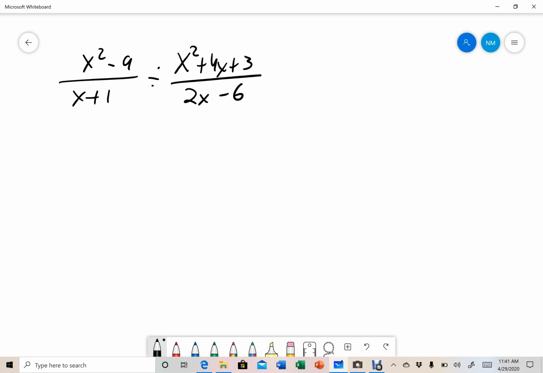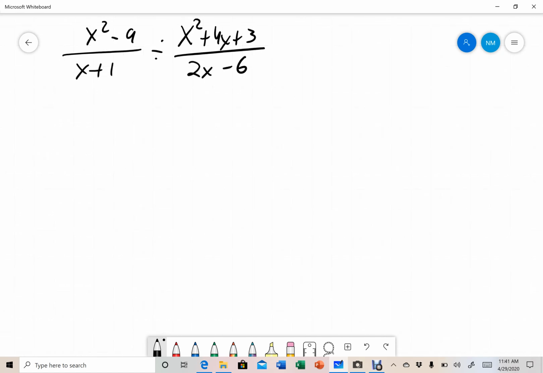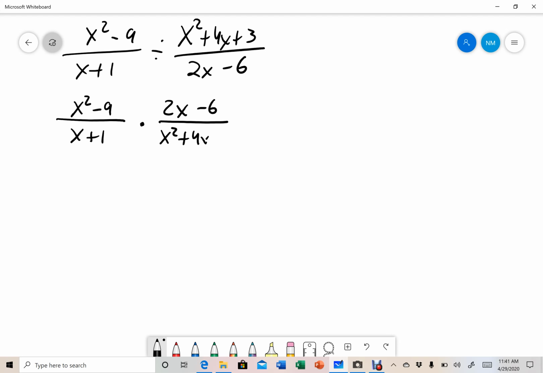So my first step again is to invert. So I've got x squared minus 9 over x plus 1 times 2x minus 6 over x squared plus 4x plus 3. Okay, so now that I've inverted, now I'm just following my steps for multiplication. So my next step in multiplication would be to factor. Okay, so here we invert. That's step number 1. And then step number 2 is to factor.